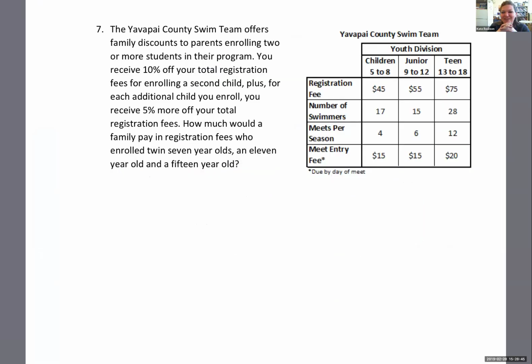Let's look at number 7. It says the Yavapai County Swim Team offers family discounts to parents enrolling 2 or more students in their program.